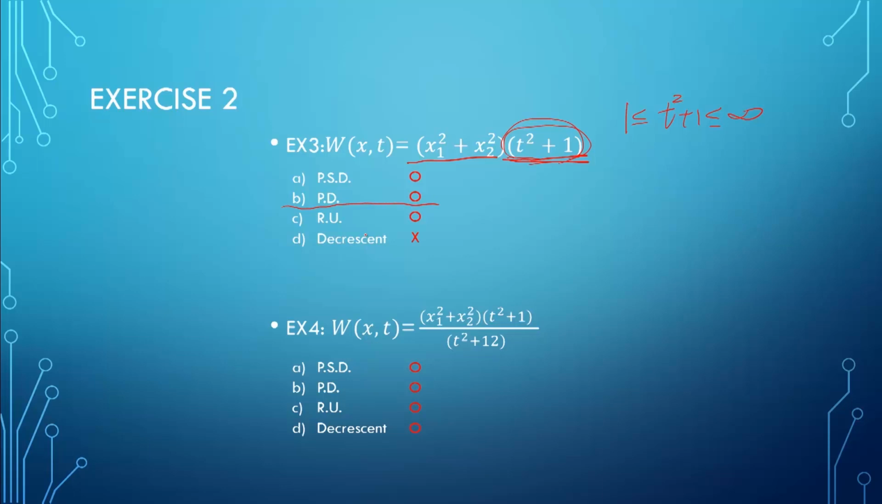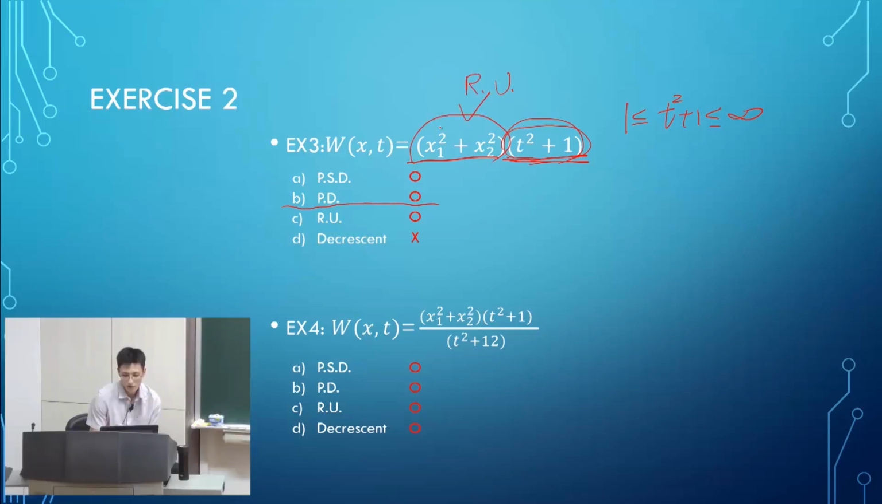Now, is it radially unbounded? First, check out this part. It's yes, right? It's RU. We haven't considered the time component. So the second part, will this part prevent the whole product from going to infinity? Yes or no? It's lower and upper bounded by 1 and infinity. The product of these two, 1 goes to 0. So W can go to infinity as x norm goes to infinity, right? So it's yes.